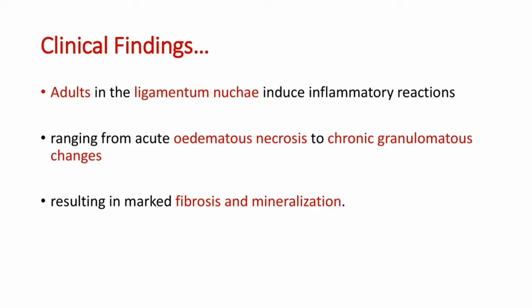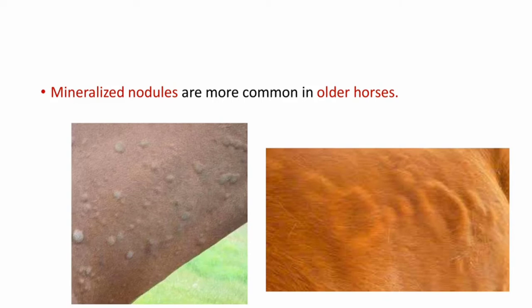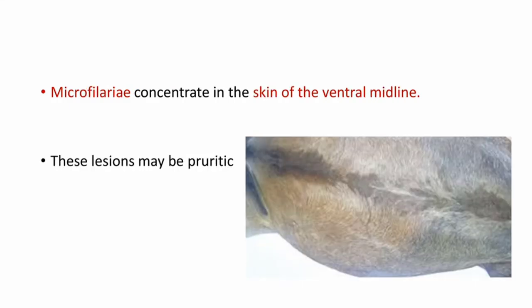Coming to the clinical findings of Onchocerca cervicalis infection, adults are seen in ligamentum nuchae. So they induce inflammatory reactions there, ranging from acute edematous necrosis to chronic granulomatous changes, resulting in marked fibrosis. And mineralized nodules are seen in horses, and they are more common in older horses. So these are mineralized nodules caused by adult Onchocerca cervicalis.